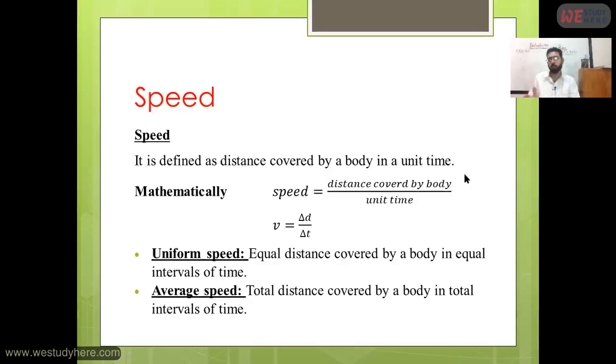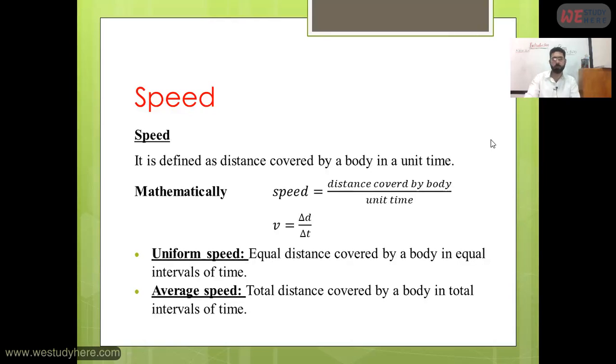So we know the time. For example, if we cover this distance in 1 hour, then 150 divided by 1, you will say that the average speed of the car will be 150 kilometer per hour. Understood? So this is it: total distance divided by total time is called average speed.